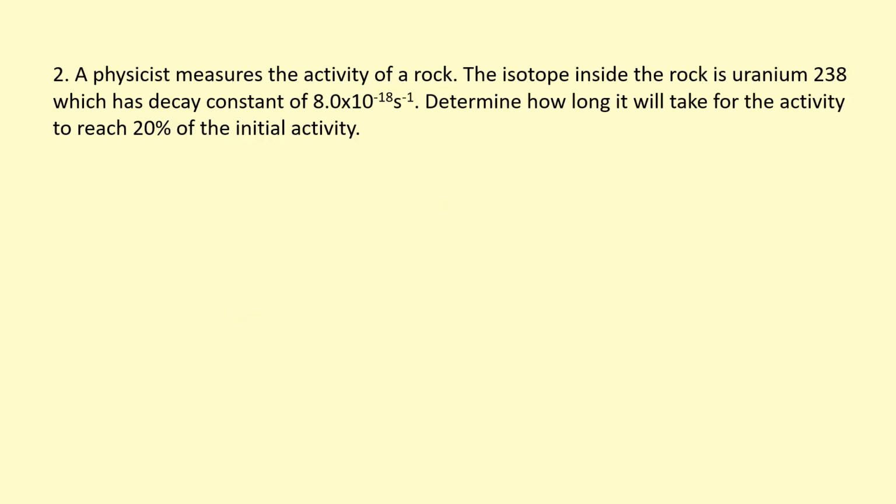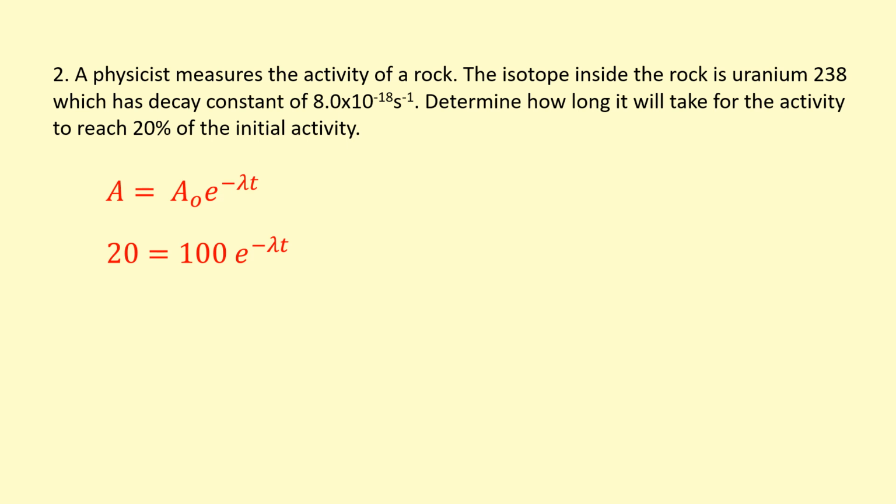A physicist measures the activity of a rock. The isotope inside the rock is uranium-238, which has a decay constant of 8 times 10 to the minus 18 per second. Determine how long it will take for the activity to reach 20% of the initial activity. I'm going to use this equation here. I don't actually have the activities in becquerels, but I do have the percentages. So this is going to reach 20%. We're trying to find how long it takes to reach 20%, but I start off at 100%, of course.